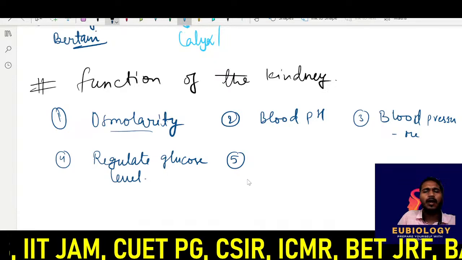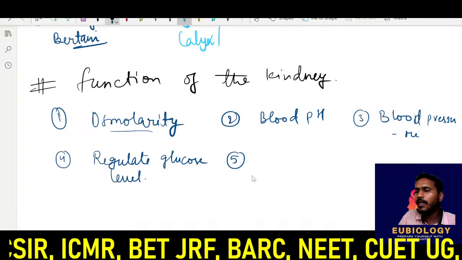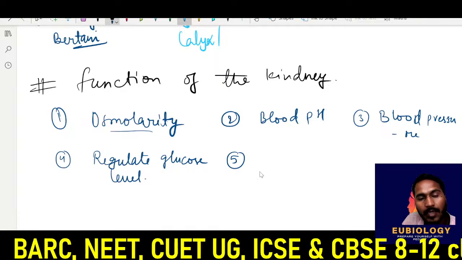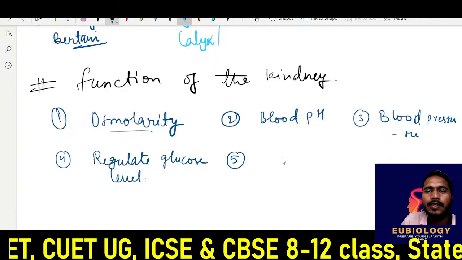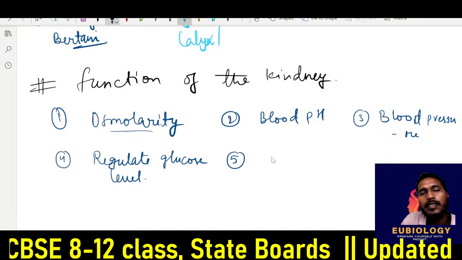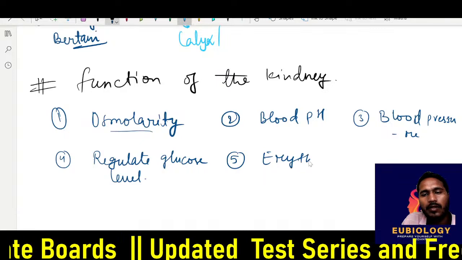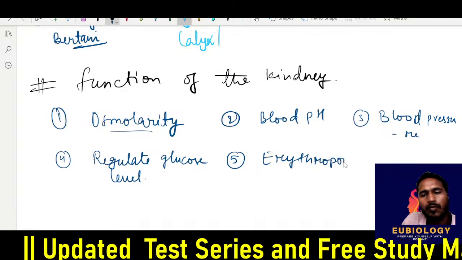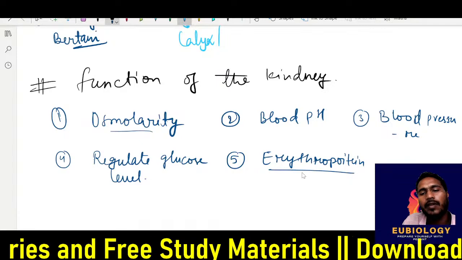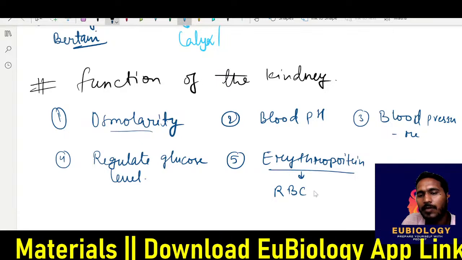Now think how the kidney will be used for the synthesizing of the red blood cell, and that red blood cell is synthesized usually where? In the bone marrow. So there is some important hormone like erythropoietin, which will be released by the kidney only, and it will help with the RBC synthesis.